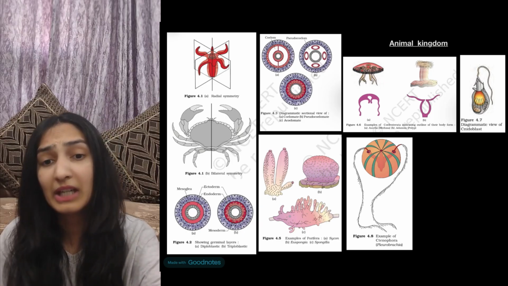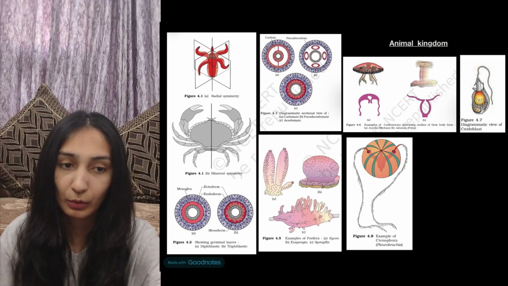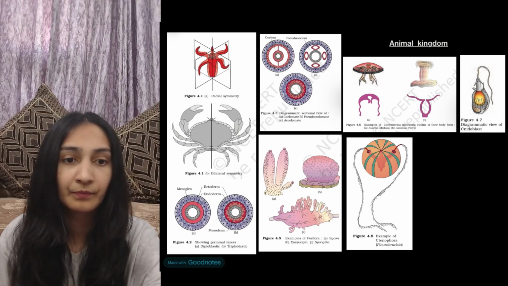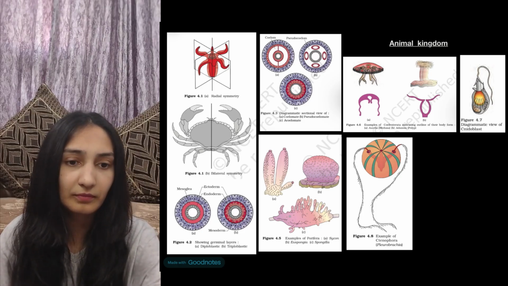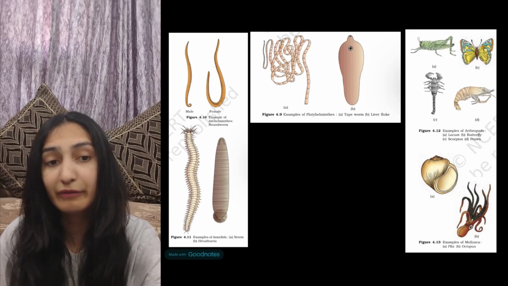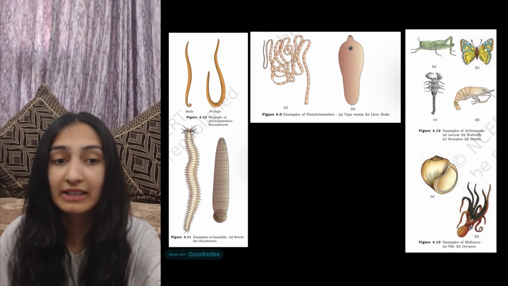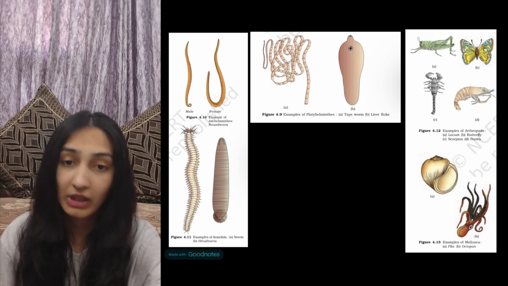4.8, this is a commonly asked question which is repeated several times. This is an example of Ctenophora, okay, that is Pleurobrachia. Next, look at figure 4.10. We have the example of Aschelminthes, that is the roundworm, male and female. Next, 4.11 depicts examples of Annelida, that is Nereis, and the second is Hirudinaria.